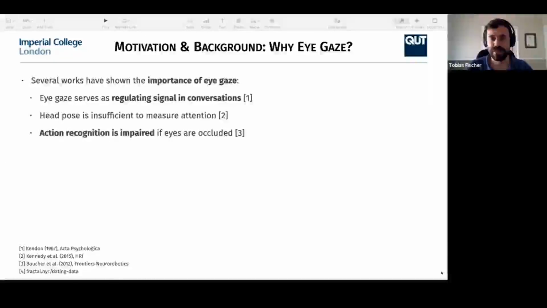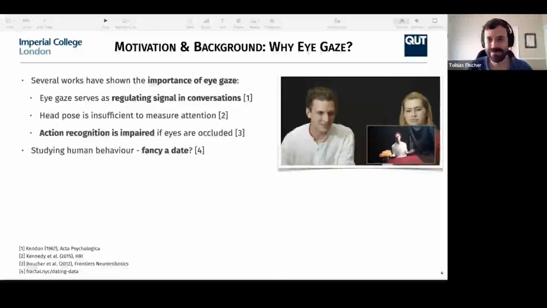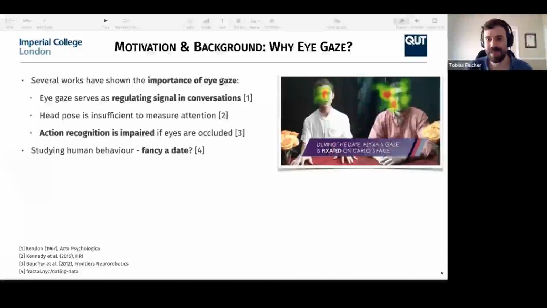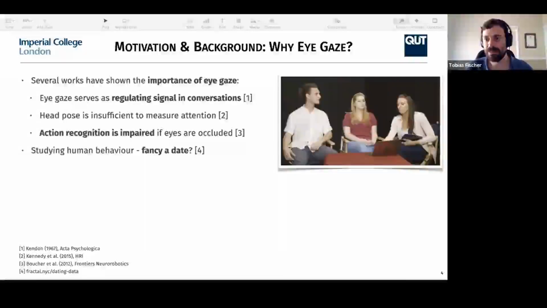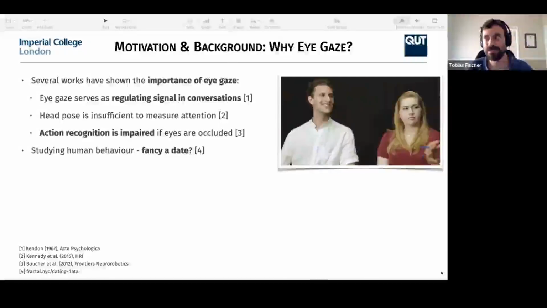And there's also a little fun application. It's been shown that you can predict whether one person likes another person on a date just based on the eye fixations. If they look more into the other person's eyes, that means they're more interested, rather than if they look at other parts of the scene.